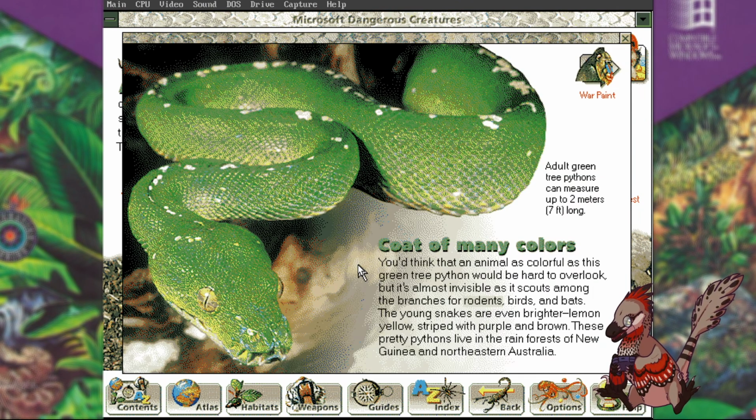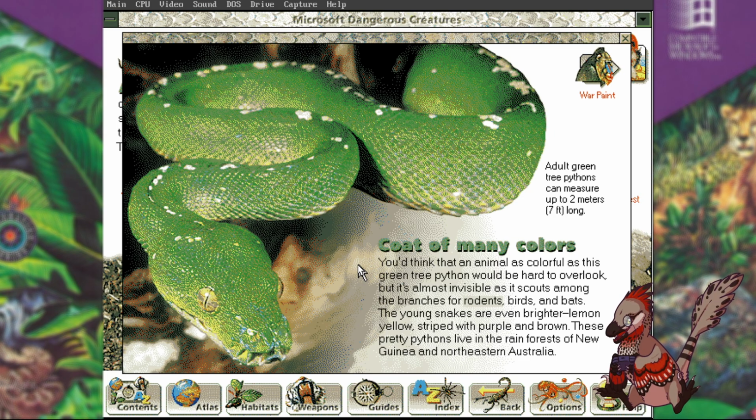Coat of many colours. Wow. But in the branches of a tree, prey fail to see the green tree python. Gotcha. That's so pretty. I love the green. Adult green tree pythons can measure up to 2 meters or 7 feet in length.